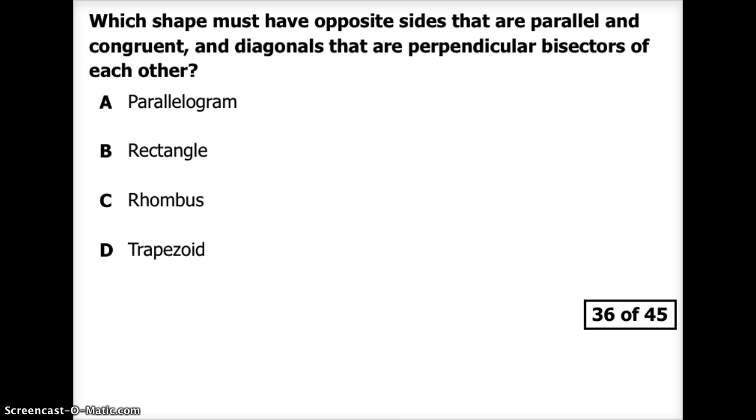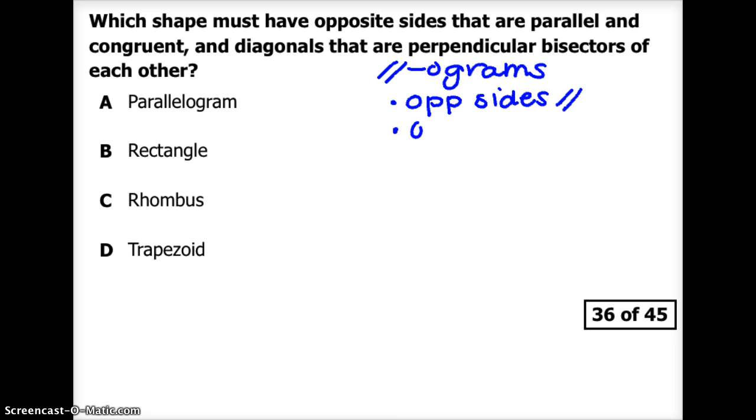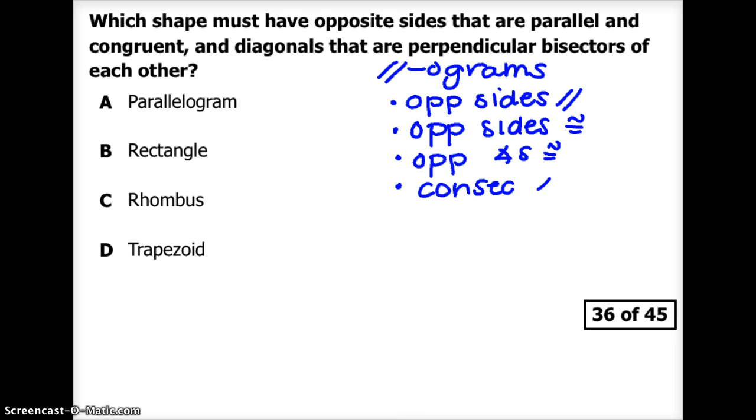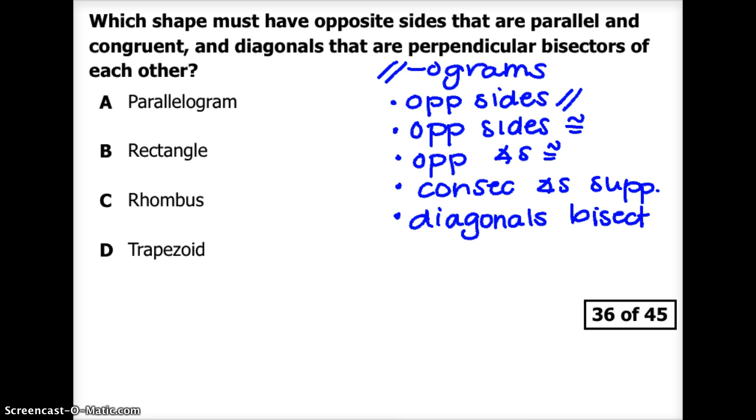So what do I know about parallelograms? Well, parallelograms have opposite sides parallel, opposite sides congruent, and opposite angles congruent, and consecutive angles supplementary, and diagonals bisect each other. Great. So let me look and see if that fulfills what I need.